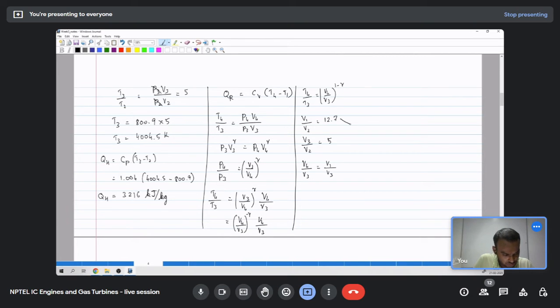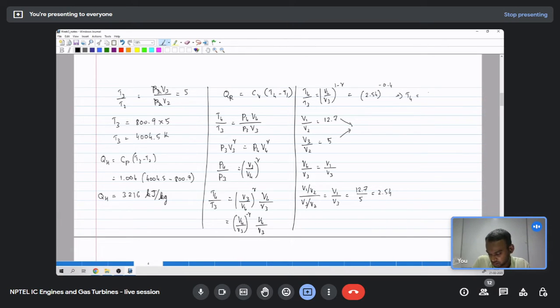With these two things I can write V1 by V2 divided by V3 by V2 will be V1 by V3. So that is 12.7 by 5, so this is 2.54. So now I have got the volume ratio that I should use for the temperature calculation. So this is 2.54 power 1 minus gamma, which is minus 0.4. So T4 will be T3 times of this.